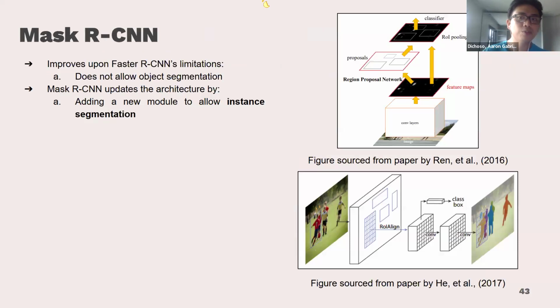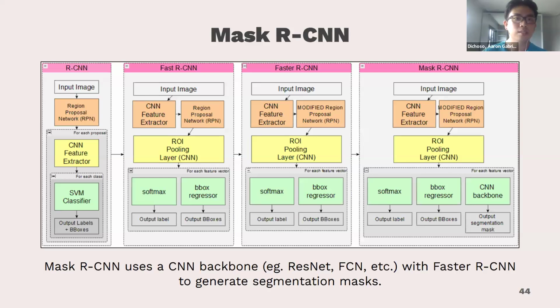And now finally, we move on to Mask R-CNN. So here comes the instance segmentation. It improves upon R-CNN by taking that fully convolutional architecture that we've seen already, and it allows it to do instance segmentation. Okay? I have an entirety of the evolution from R-CNN to Mask R-CNN.